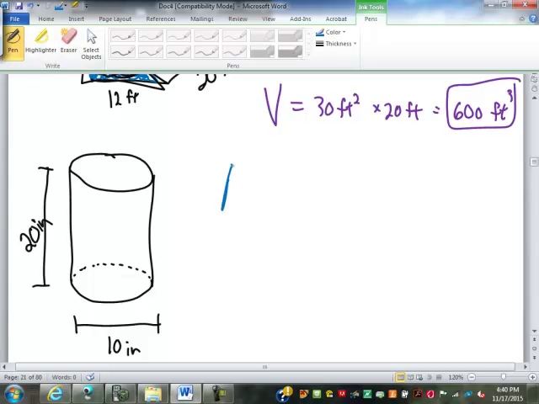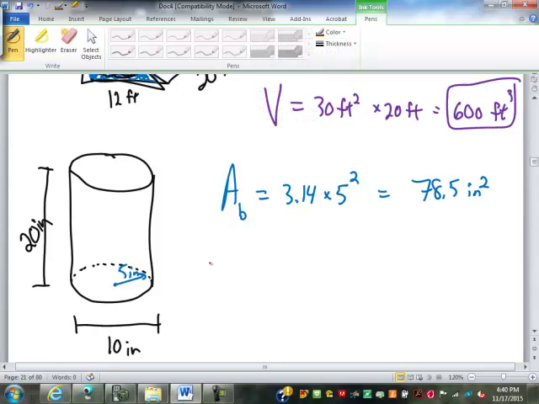So we need to find the volume here, we need to find the area of the base. Well, the base is a circle. So its area is pi times radius squared. Where's the 5 come from? Half of the 10. So pi times 25, that's 78.5, correct? And that is in inches, this is inches squared.